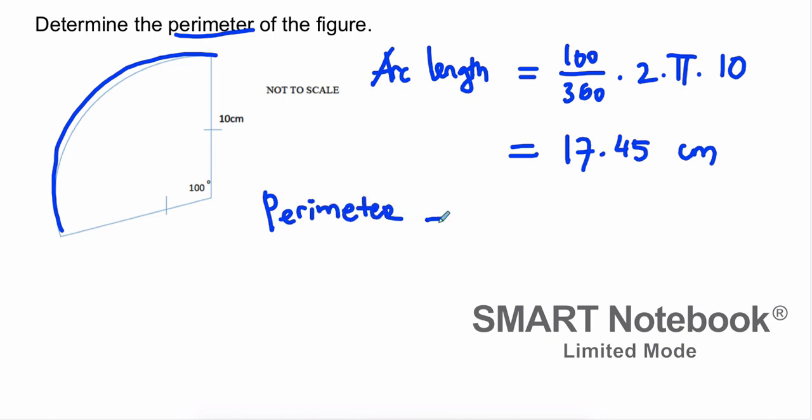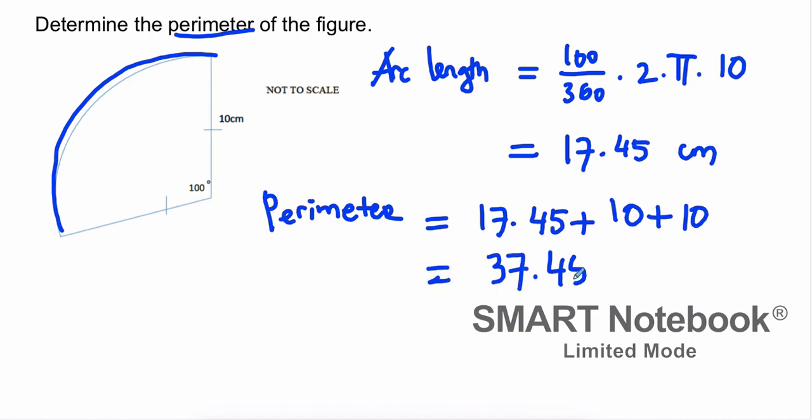So when you are asked what the perimeter is, then we still have to add, of course, this side, which is 10. Well, how do I know this 10? Because of this sign, but also because they are both radius of the circle, and radius is always the same length. So I have to add 10 and 10 in this case of those two sides. So altogether we will have 37.45 centimeter as the perimeter of the figure.